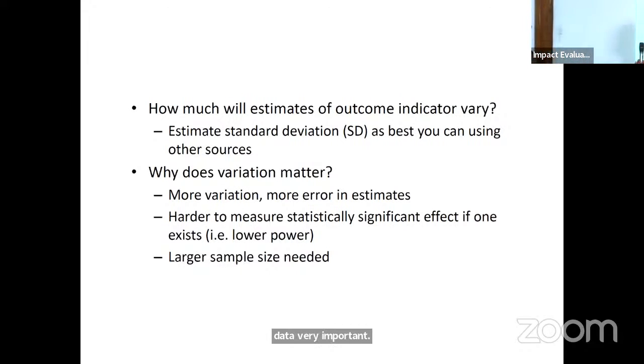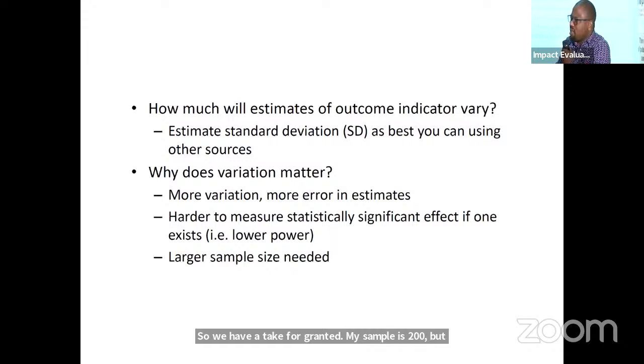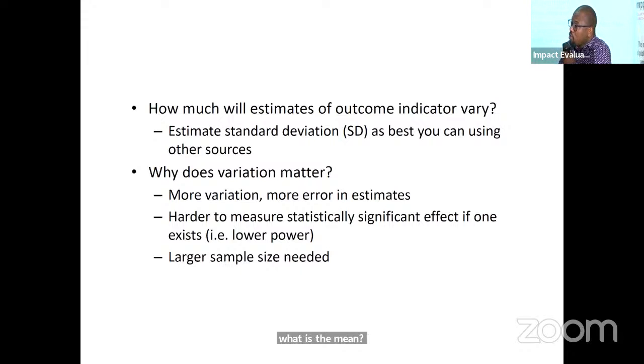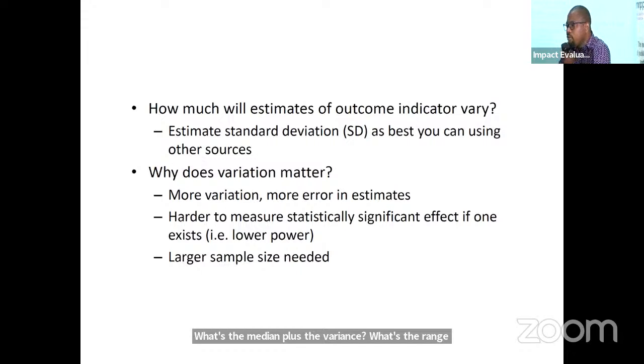So don't ever take for granted, my sample is 200, but what is the underlying structure? And then I'll ask you, can you produce summary statistics for this data? What is the mean? What's the median? What's the variance? What's the range? What's the minimum value? What's the maximum value? In what case, what's the kurtosis, measures of skewness of the data? Is it skewed on the left? Is it skewed on the right? And what does it mean?